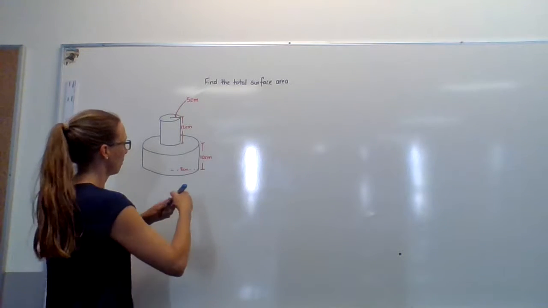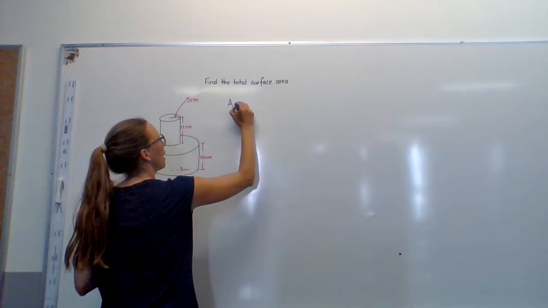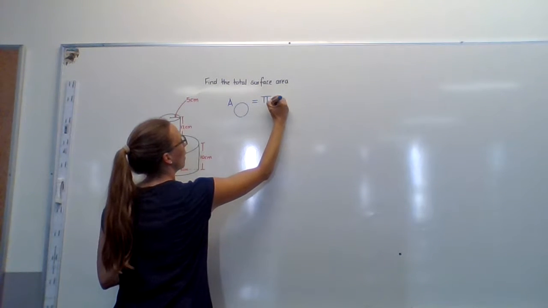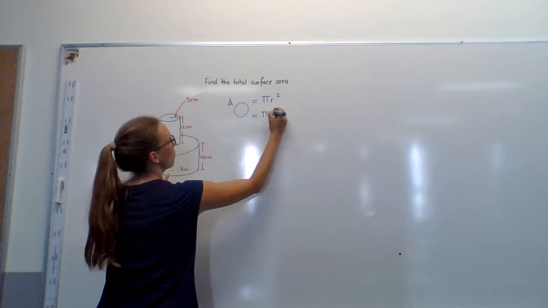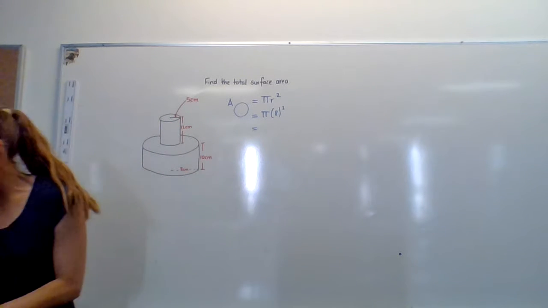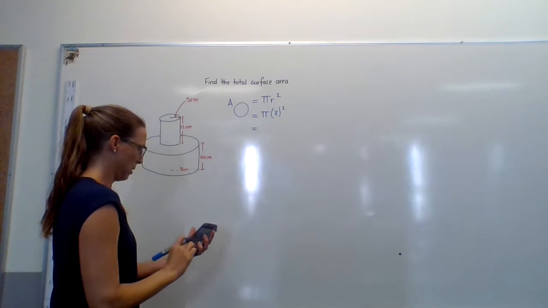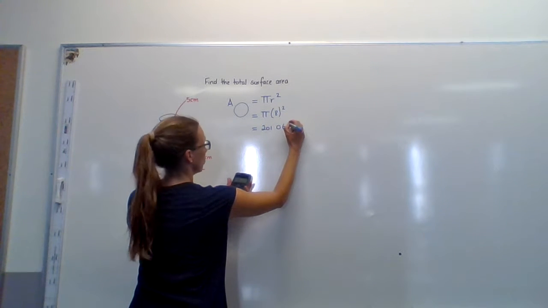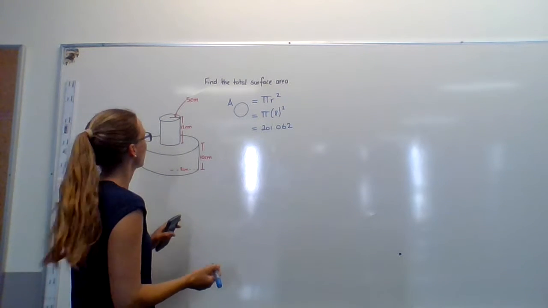So we're going to look at finding the area of the bottom, the large circle at the bottom. And that would be equal to pi r squared, which would be equal to pi times radius, which is 8, squared. And getting out my trusty calculator, that works out to be 201.062 to 2 decimal places, and that's area, so it's square centimetres.